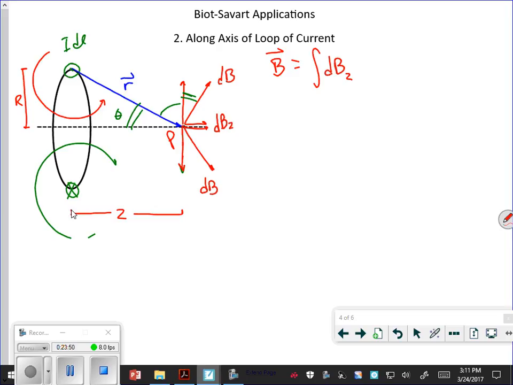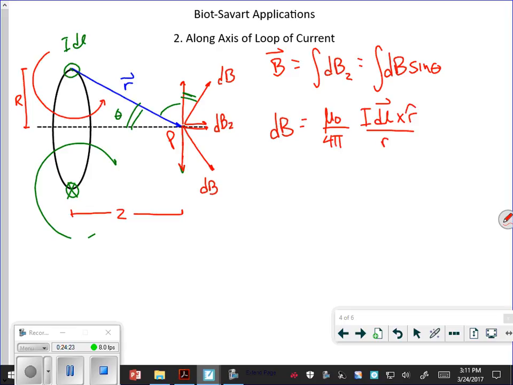And dBz would be the opposite side, opposite that angle. So that means we're adding up all the dB sine thetas. Well, what's each dB? Each dB is mu naught over 4 pi I dl cross r hat over r squared, right? So each of our dBz's is all that junk.